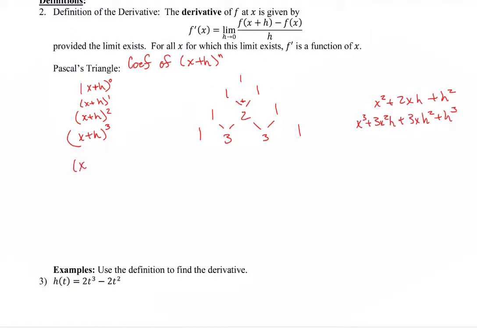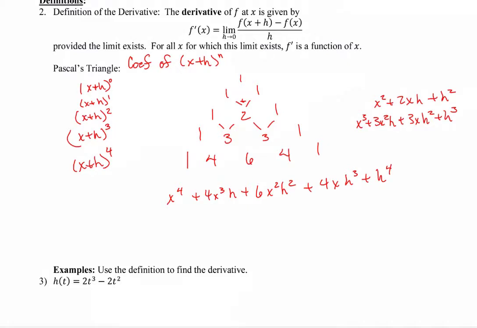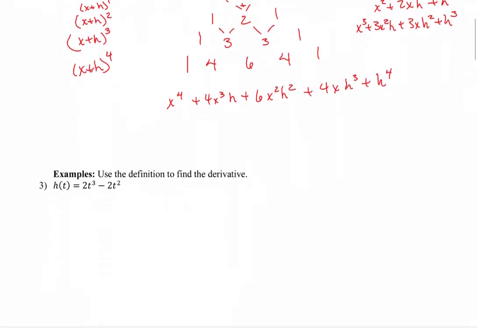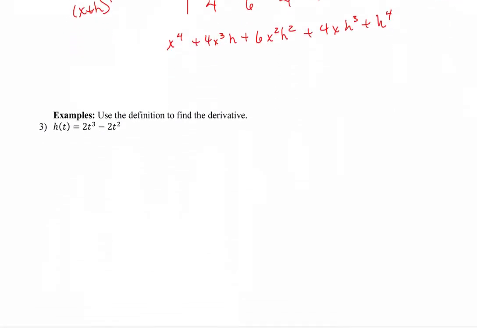And then if I have x plus h to the 4th, I have 1, 4, 6, 4, 1. And that's x to the 4th plus 4x cubed h plus 6x squared h squared plus 4x h cubed plus h to the 4th. Okay, and we're going to use all three of those actually as we work these questions.